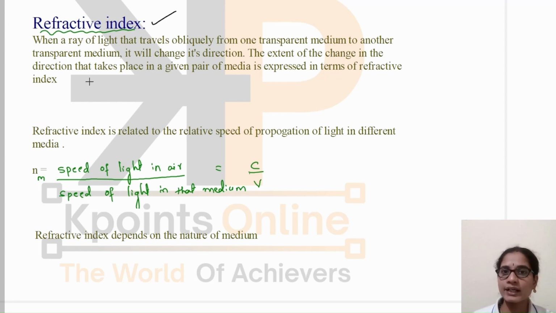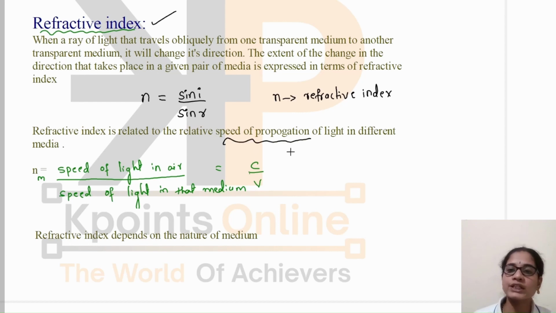What is this refractive index? It is the extent to which the rays are bent when they travel from one medium to another medium. It is denoted by n, which is equal to the sine of the angle of incidence to the sine of the angle of refraction. This constant is called the refractive index. n is the refractive index. And this refractive index is also related to the relative speed of propagation of light in different media.